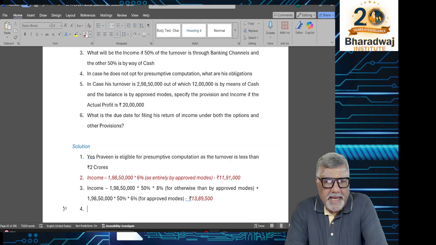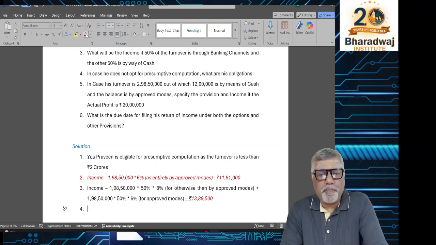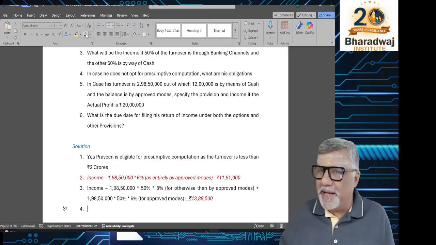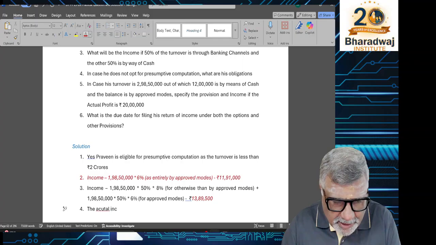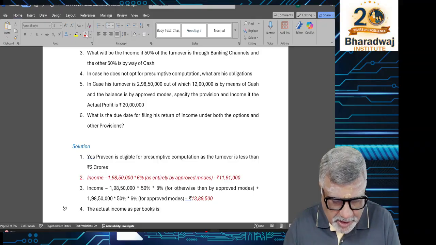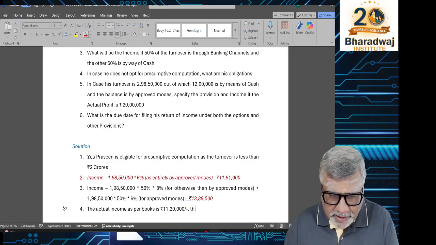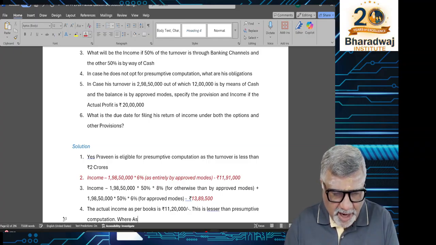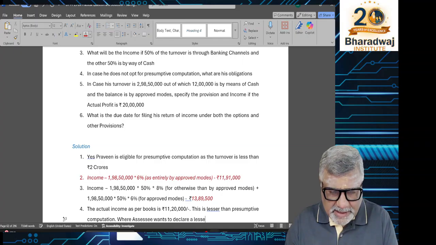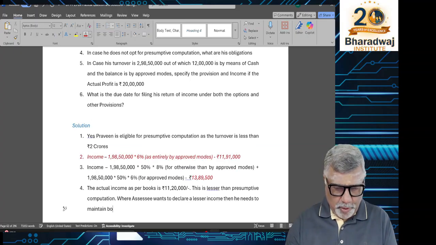In case he does not opt for presumptive computation, what is his obligation? The actual income as per books is 11,20,000. Correct? That's what it is said. This is lesser than presumptive computation. Where the assessee wants to declare a lesser income, then he needs to maintain books and get them audited.